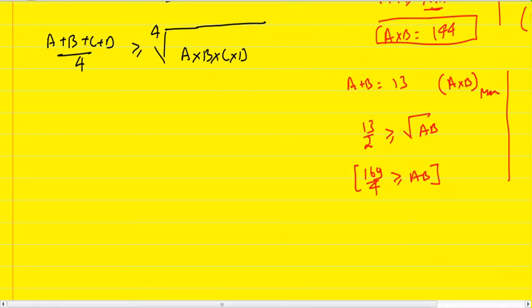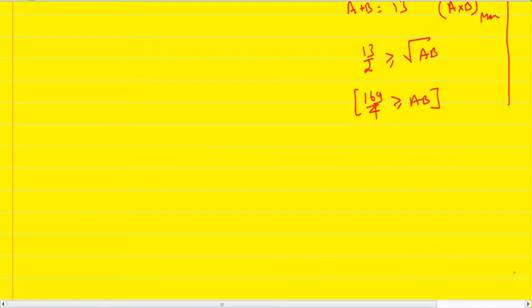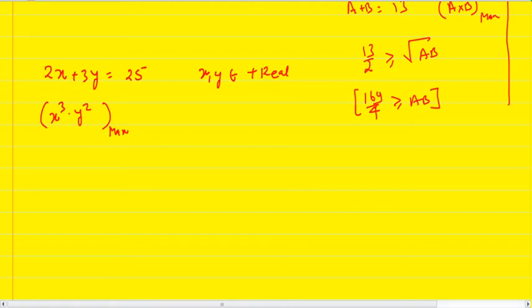Now, this was the very elementary part of maxima minima for algebraic terms. Let me extend this to terms like 2x plus 3y is equal to 25 and x cube into y square is to be maximized. The condition is x and y are positive real numbers. I want you guys to first write this down as a question.